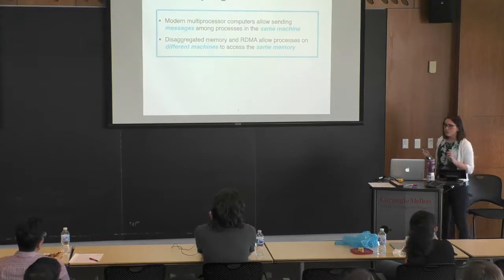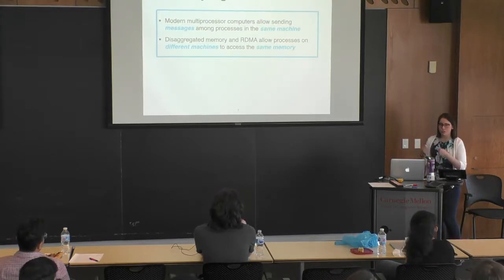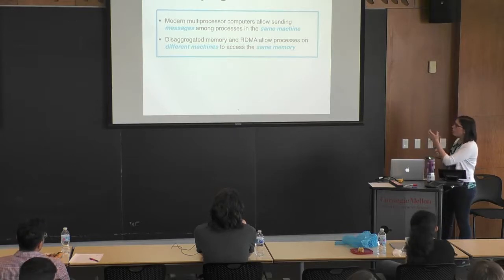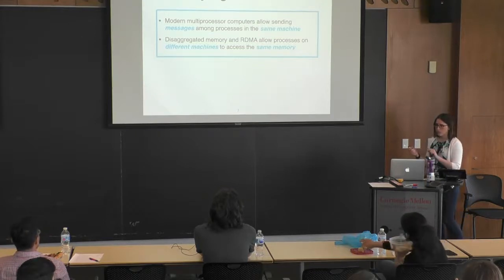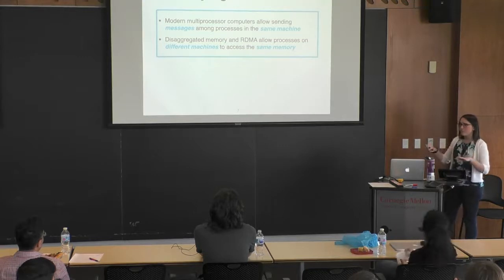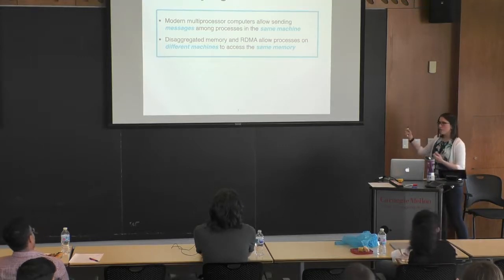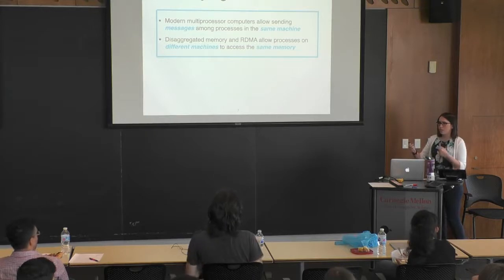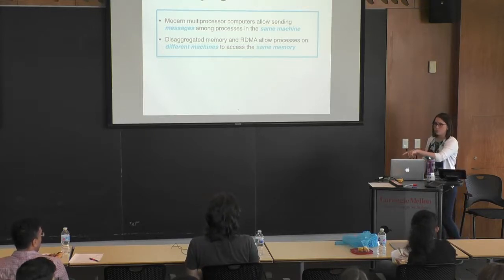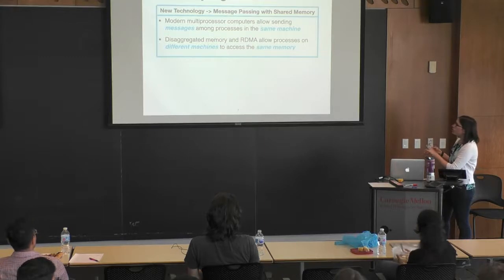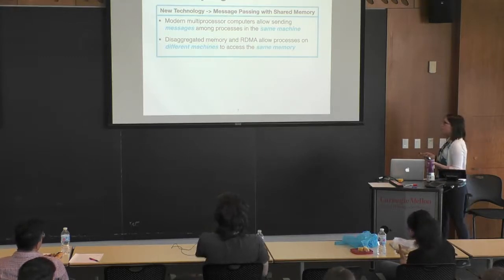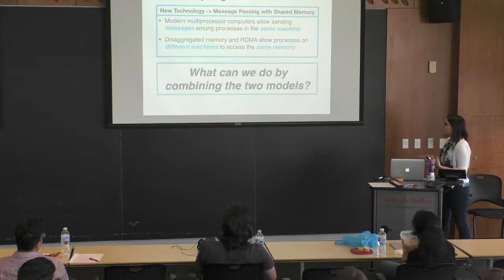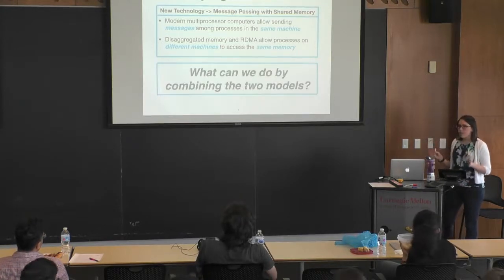But now modern technology actually allows you to use both at the same time. So in modern multiprocessor machines, you can not only communicate through shared memory, but you can also actually send messages between the processes. And even in networks of different machines, technology nowadays actually allows someone from one machine to access the memory of someone on another machine. And so in general, this just means that new technology allows us to use message passing and shared memory together. And so the main question that we want to answer is, well, what would happen if we combine the two models?